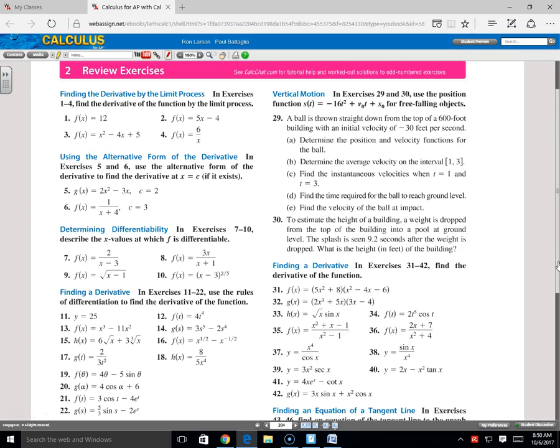All right. Does your review start somewhere around there? You see enough to get started? When it says limit process, what does it mean? Definition. When it says alternative form, what does it mean? Definition. Differentiable. How come the derivative exists? So you could think about the graph if you can tell sharp points or vertical tangents, or you can just take the derivative and say, hey, does it not exist somewhere?